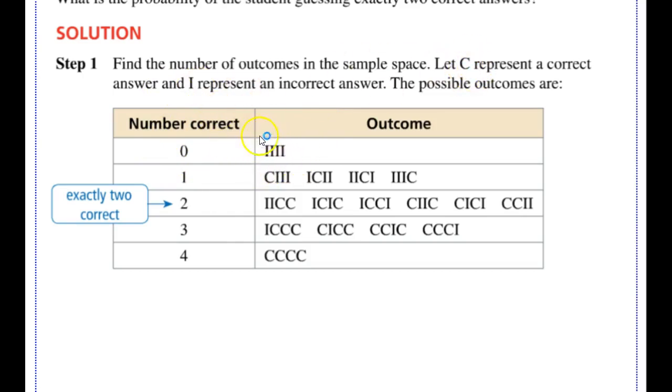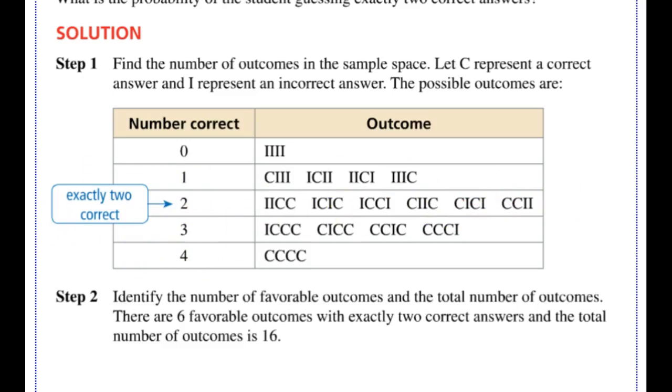So I can either have all 4 be incorrect or all 4 be correct, and then I can work my way in. So I can get the first one correct and then the next 3 incorrect. And I can just continue to move these letters till I have all of my possible outcomes. So then I'm asked for exactly 2 correct, right? So that would be these ones right in the middle here. So I can use those numbers to help me.